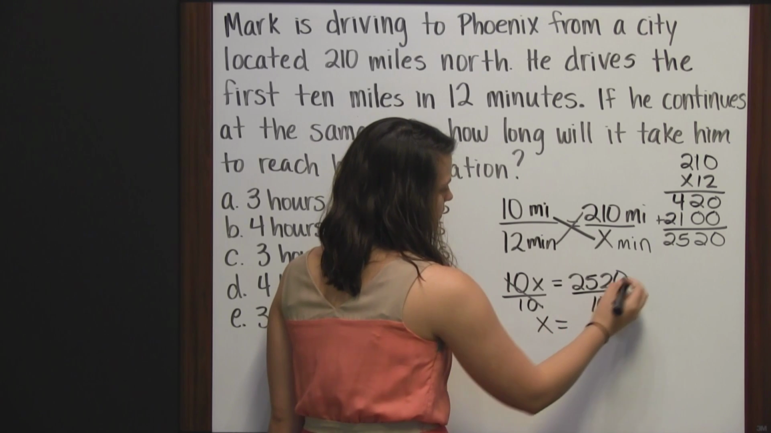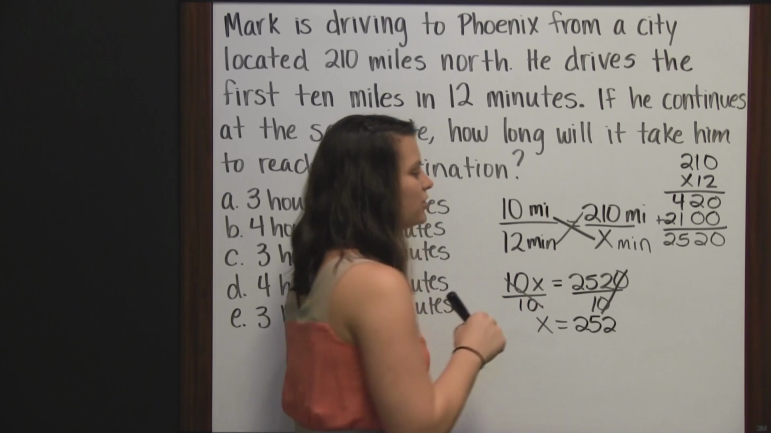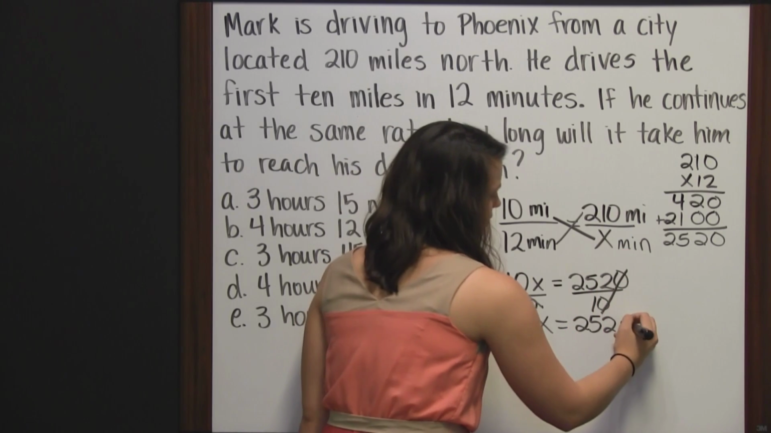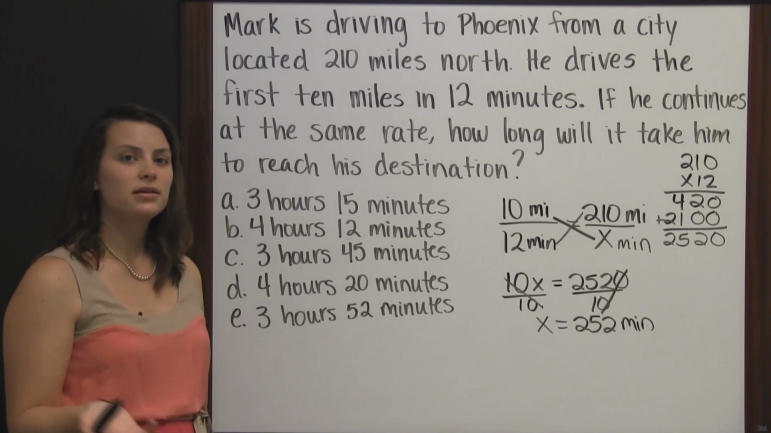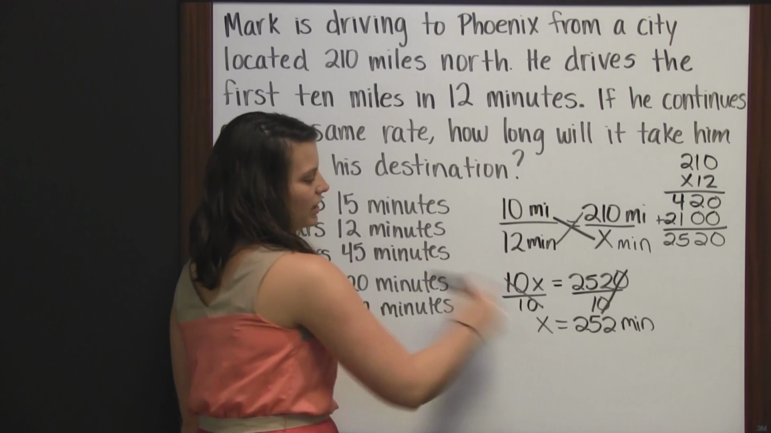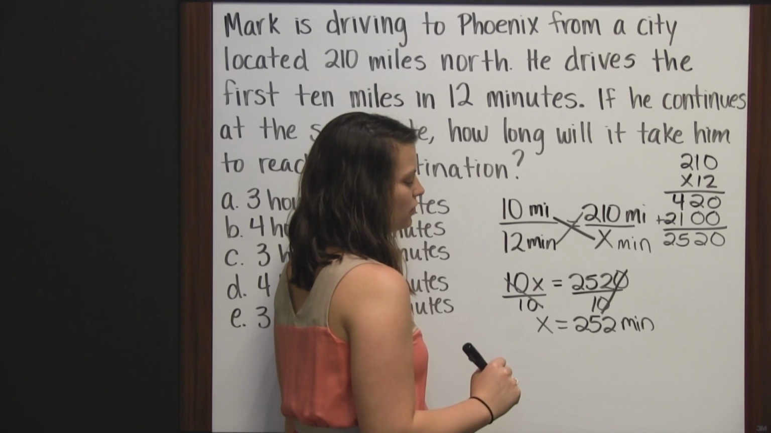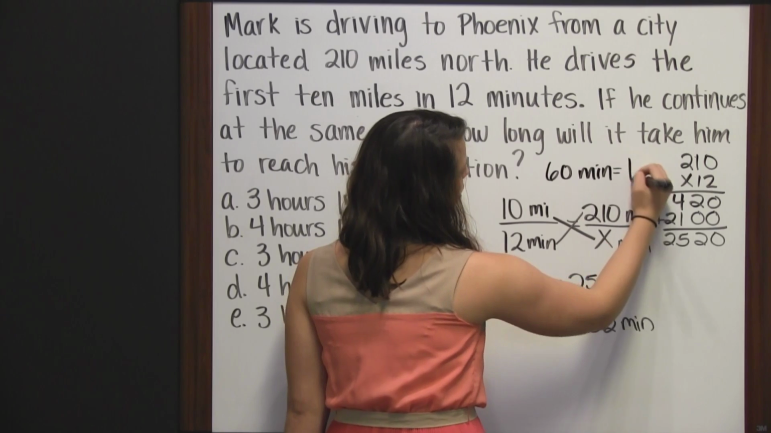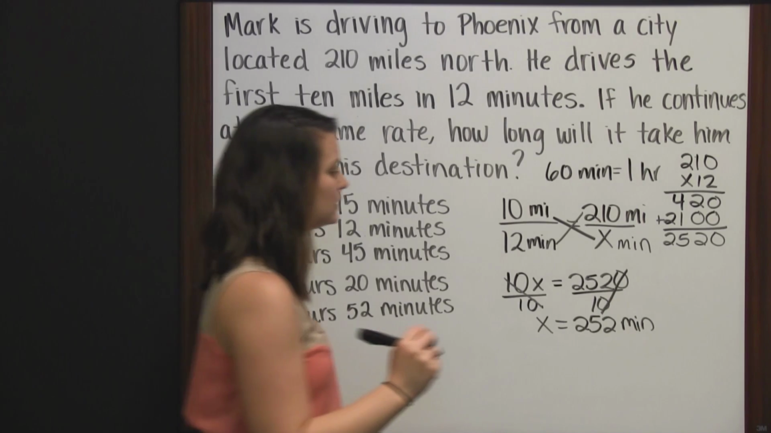So x equals, you can just cancel a 0 here, 252. 252 what? Well, 252 minutes. But as you can see, our answers aren't in minutes. They're in hours and minutes. So we need to figure out just how many hours and then leftover minutes there are in 252 minutes. And since there are 60 minutes in 1 hour, I need to divide 252 by 60.